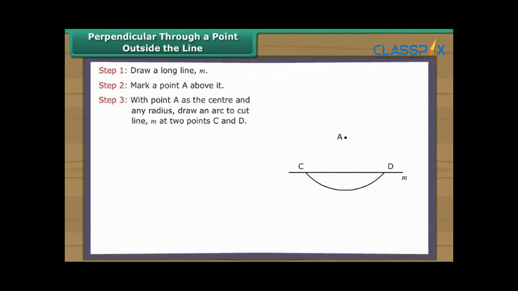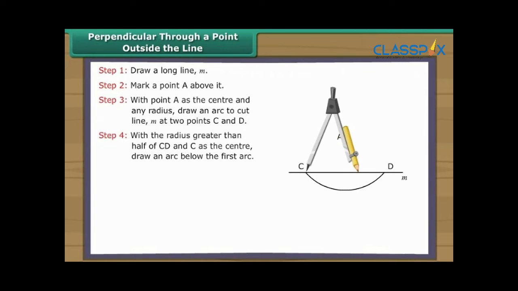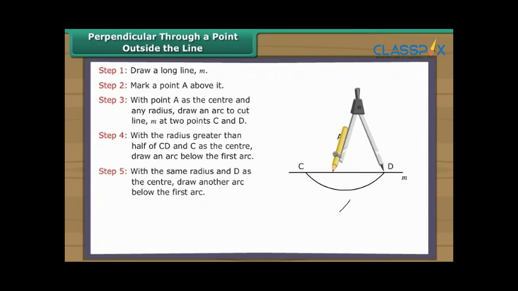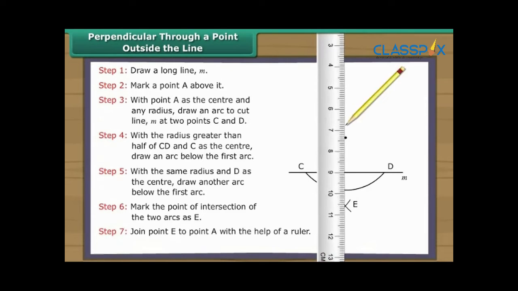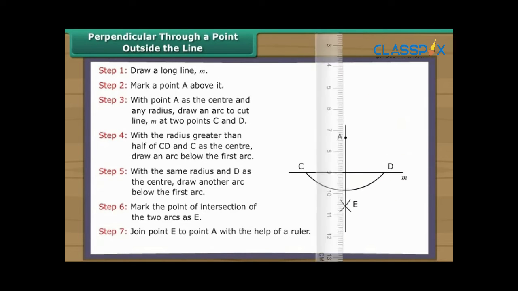and D. With the radius greater than half of CD and C as the center, draw an arc below the first arc. With the same radius and D as the center, draw another arc below the first arc. Mark the point of intersection of the two arcs as E. Join point E to point A with the help of a ruler. AE is perpendicular to line M.